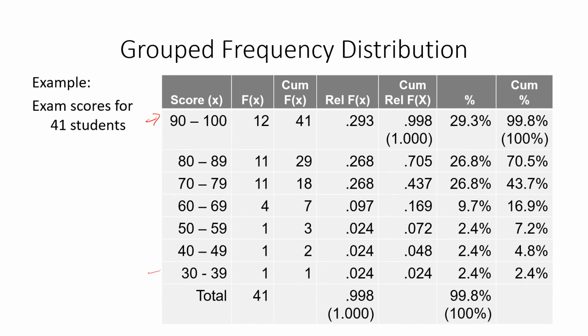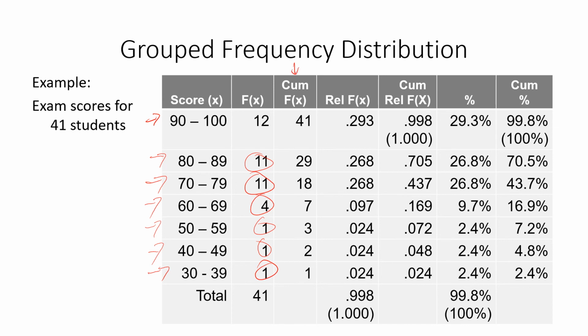But here we've got 30 through 39, there was 1 instance. 40 through 49, there was 1. 50 through 59, there was 1. 60 through 69, there was 4. 70 through 79, there was 11. 80 through 89, there was 11. And then 90 through 100, there's 12.